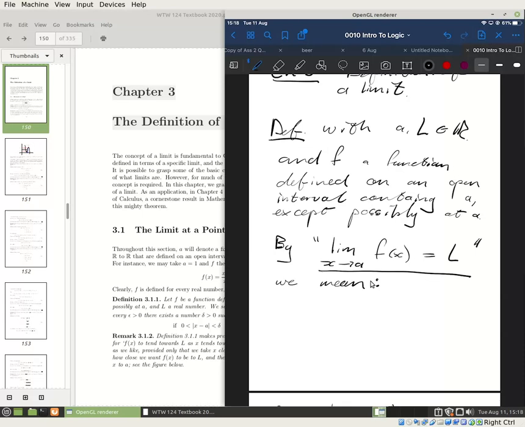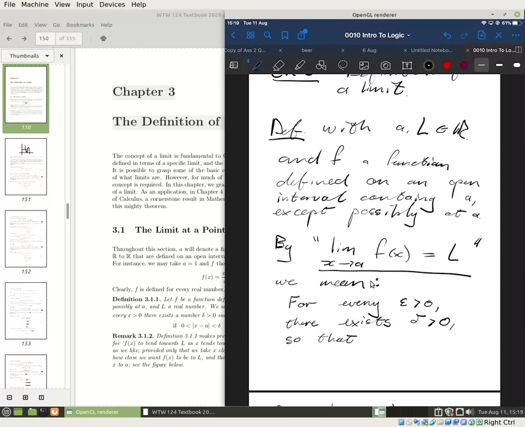So let's write down. For every epsilon greater than 0, there exists a delta greater than 0, so that, if 0 is less than the absolute value of x minus a, less than delta, then the absolute value of f of x minus L is less than epsilon.